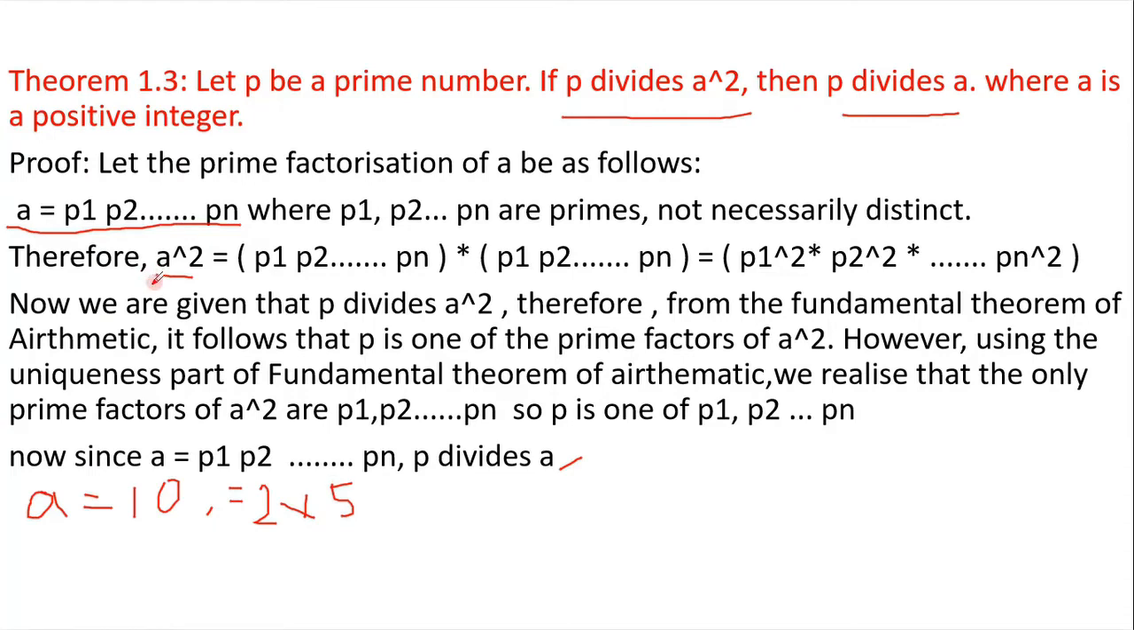Now in the third step, we find A square, that is 10 square, which is equal to 100. And if you want to write this 100 in terms of prime factorization, this implies A square is equal to 100, which is equal to 2 into 5 into 2 into 5. Why am I writing this in terms of prime factorization? So 100 is equal to 2 into 5 into 2 into 5.